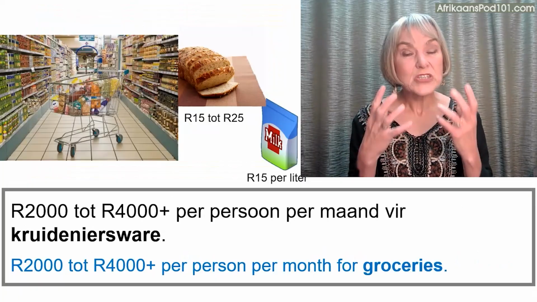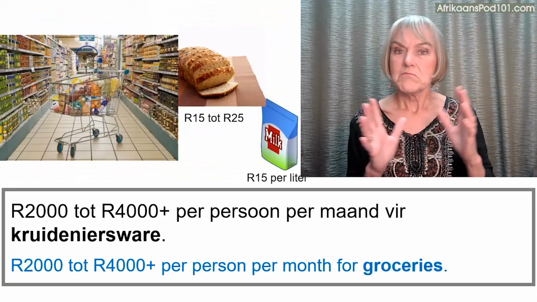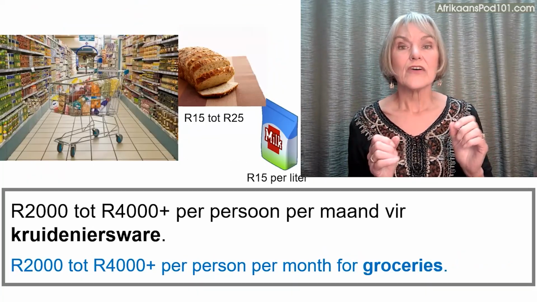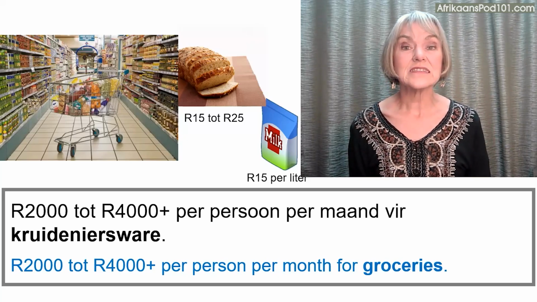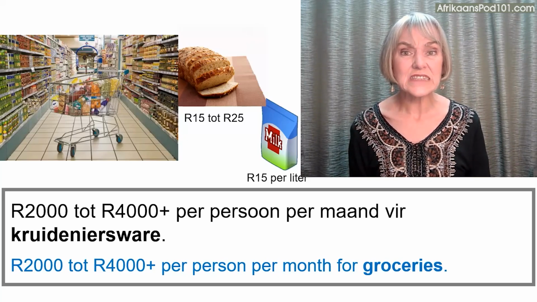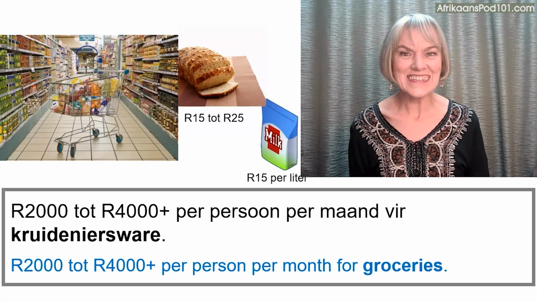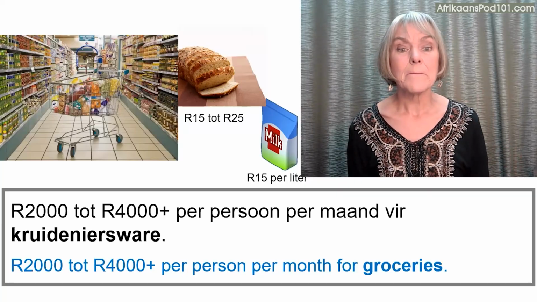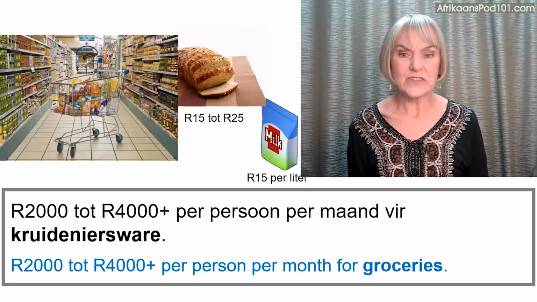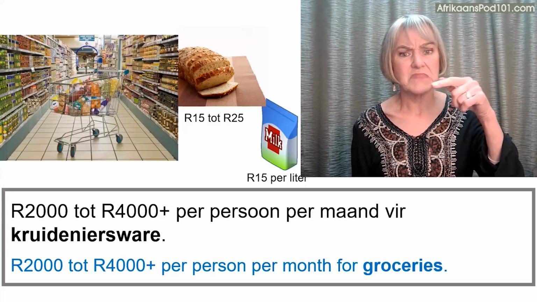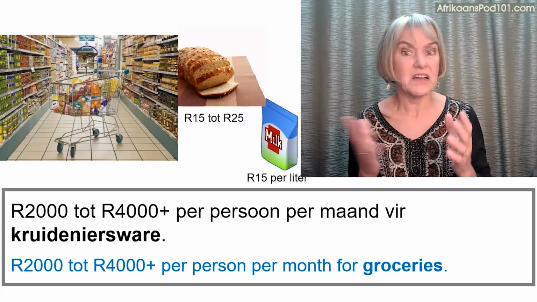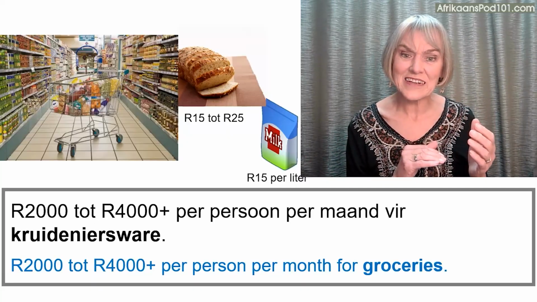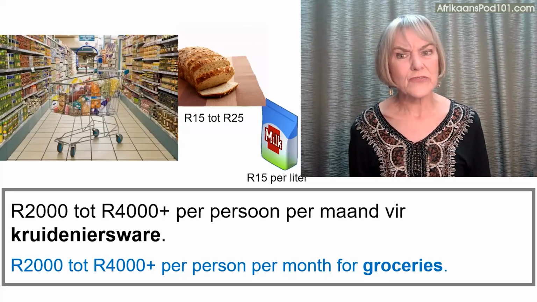So per person, more or less anything from 2,000 to 4,000 rand per person per month for groceries. Groceries in Afrikaans is kruideniersware. Kruideniersware. So 2,000 tot 4,000 rand per persoon per maand vir kruideniersware. And here's a little bit of an example, you know, bread, depending on what kind of bread you buy, anything from 15 rand to 25 rand, 15 rand tot 25 rand, en 'n liter melk omtrent 15 rand.